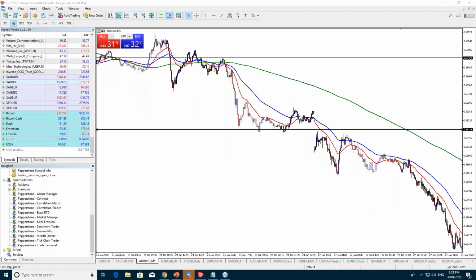Multiple touches to a point of support. So here's 1 touch, 2 touches, 3 touches, and then of course the breakthrough. Now this gapped through and then came back. So there's 2 ways of trading this as a scalper.